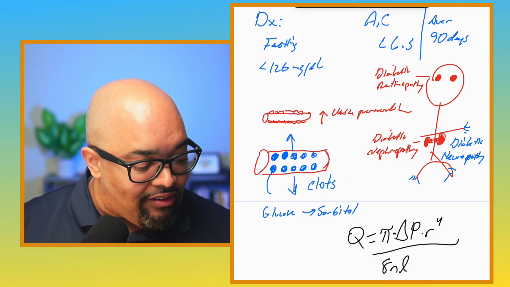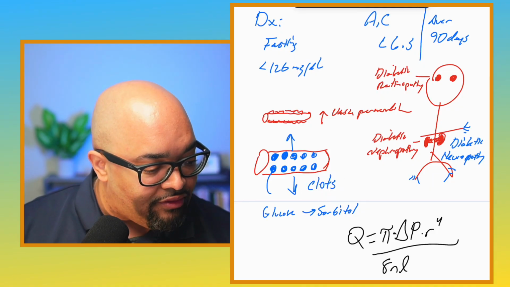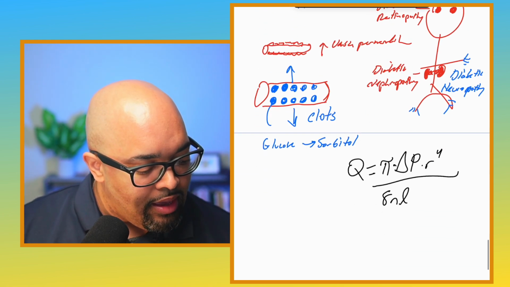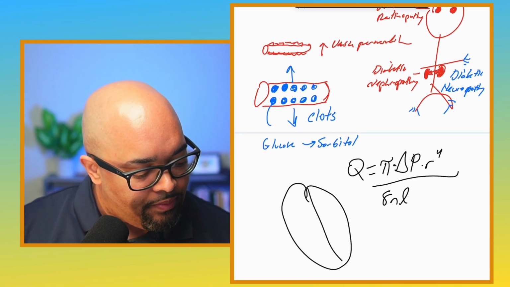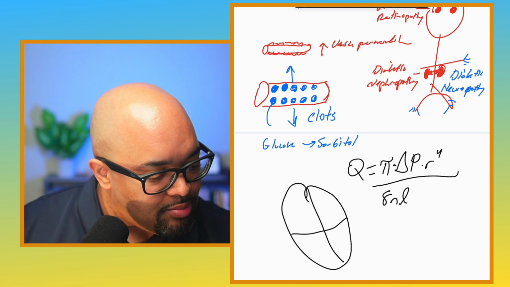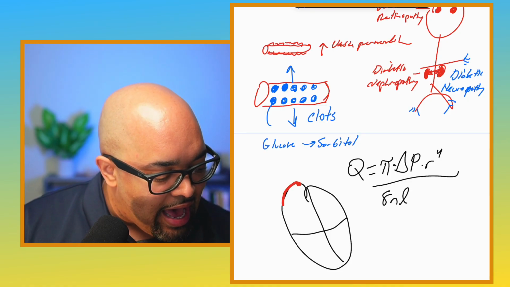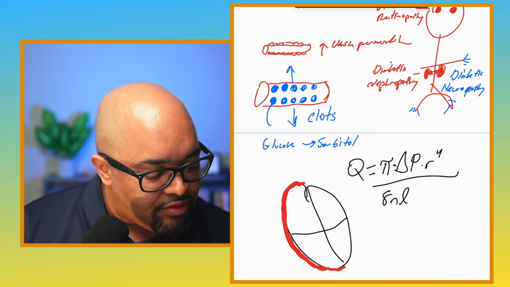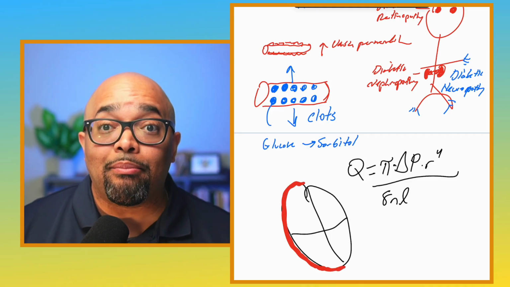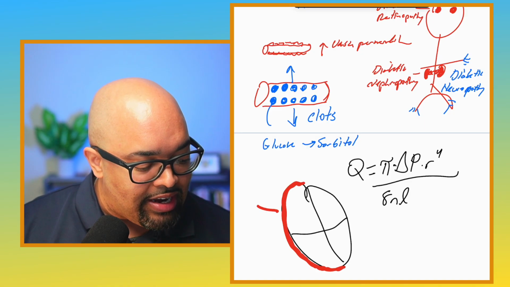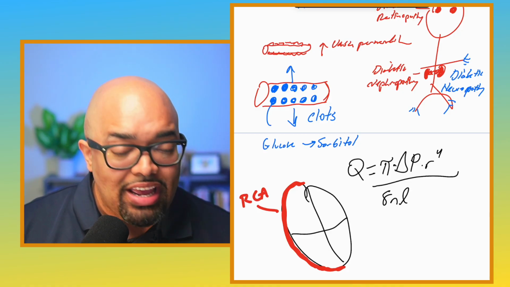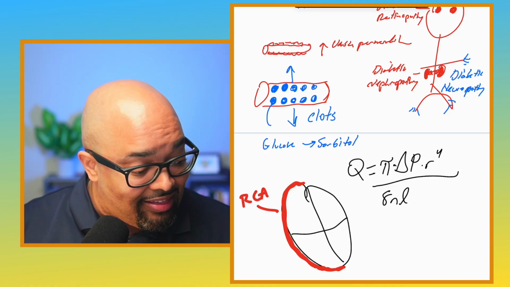Okay, what if I have a clot? So for instance, let's say I'm in the heart. Remember we've got these big coronary arteries that supply blood to the heart. So let's say I damage this right coronary artery that supplies, for instance, the right side of the heart and the bottom of the heart. If I damage this right coronary artery, we could have a heart attack there.